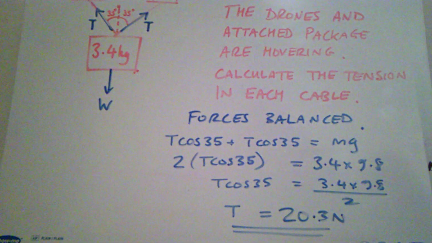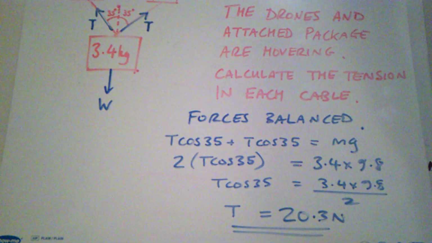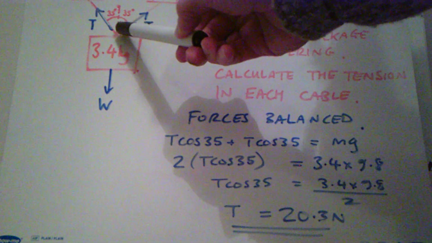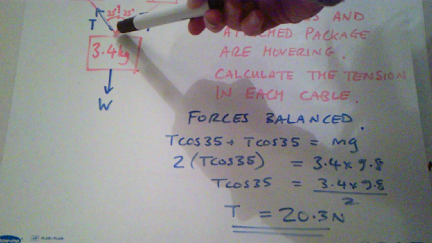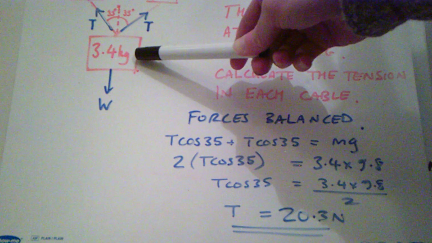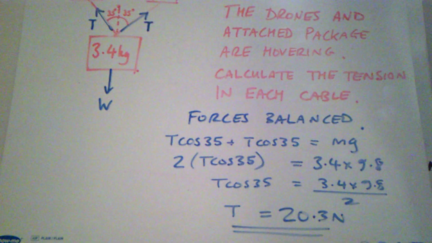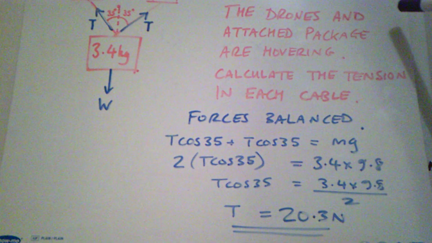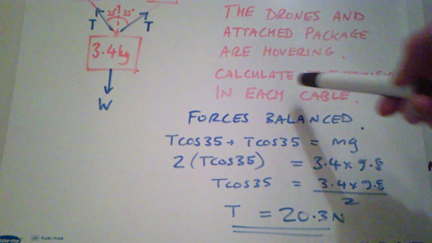Here's another example. We've got two drones carrying an Amazon package, and they've got string or cord, and the angle between the string and the vertical is 35 degrees in each. The mass is 3.4, and we've got weight force acting down the way and tension in each of the cables. The drones and the attached package are hovering. Calculate the tension in each cable.